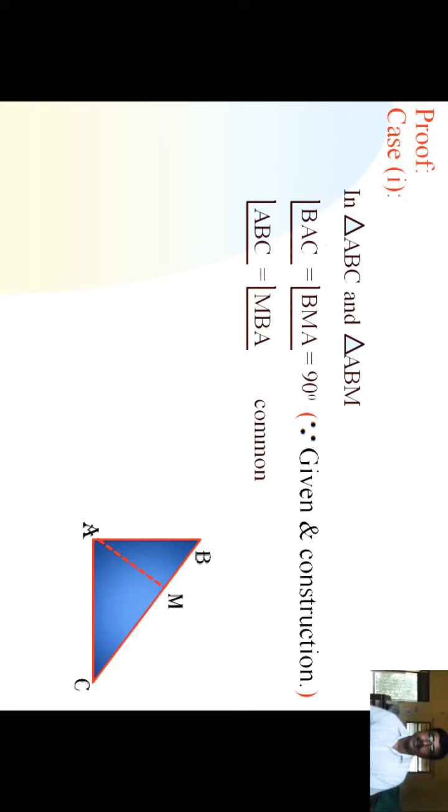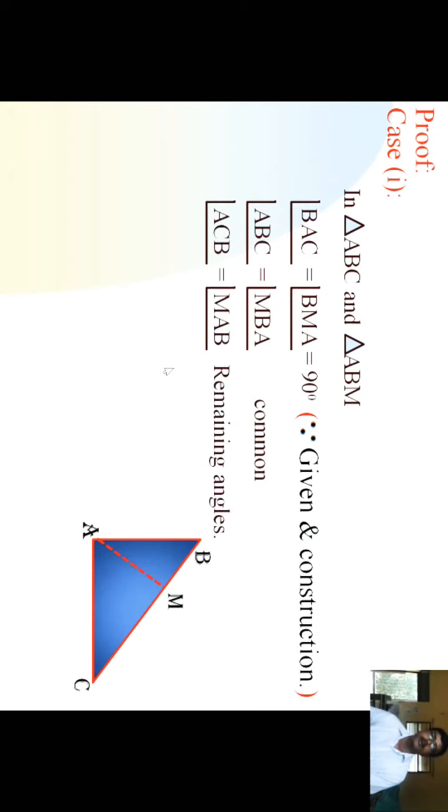Before that, let me consider the remaining angles also. So we have taken angle A and angle B from mother triangle ABC, so the remaining angle is C. And from the baby triangle ABM, we have taken angle M and B, so the remaining angle is A. These two are the remaining angles.